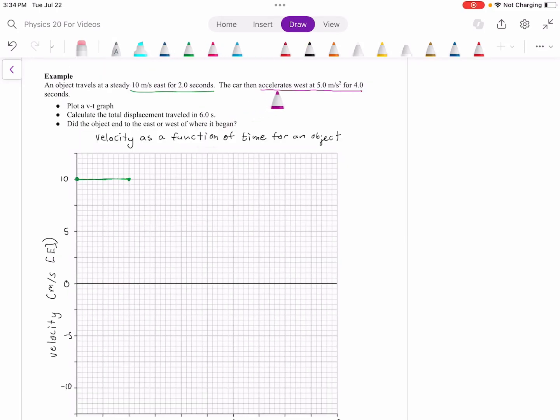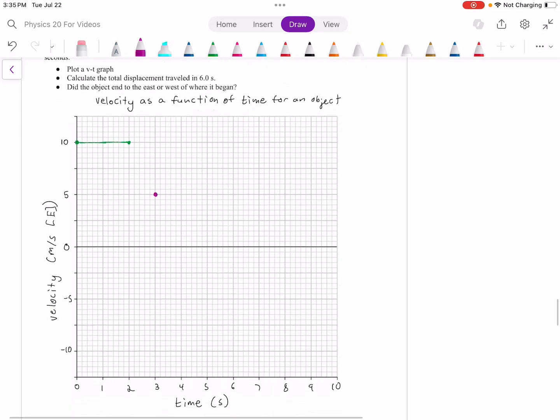Okay, but then things start to change, right? Then it accelerates west at 5 meters per second squared for the next 4 seconds. So we know that that means every second its velocity is changing to the west at 5 meters per second, right? 5 meters per second each second to the west. So in this case, negative. So starting from 10 meters per second, after 1 second, a change of -5 meters per second. So still moving east, but getting slower, right? Only moving 5 meters per second east.